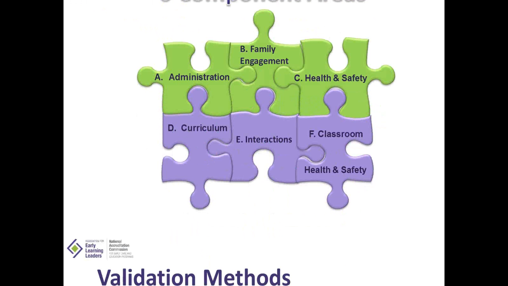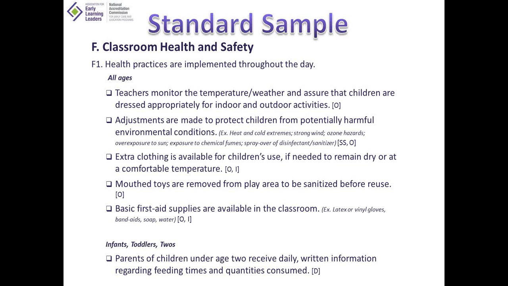So for those of you who may not be familiar with our accreditation system, this is a standard that is a sample out of the current manual, and this is from the classroom observation, the first standard in classroom health and safety. And so the standard is health practices are implemented throughout the day. And then how we verify our standards, we call them indicators. Each standard will have its own set of indicators. And next to the indicators, just so you can see, we tell the program as well as the verifier how that indicator should be verified.